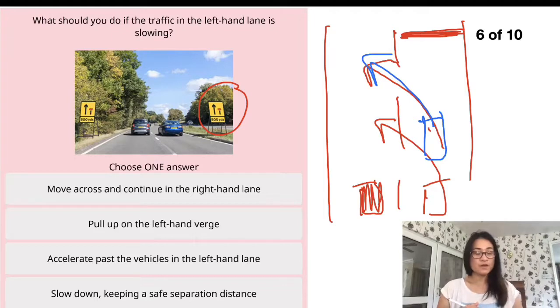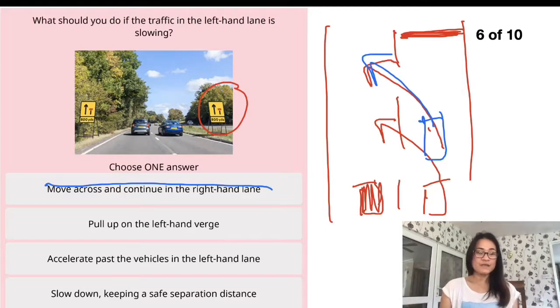So what should you do? The first one said move across and continue in the right-hand lane. You cannot do that because your right-hand lane is about to close. If you move to the right-hand lane, soon you have to move back to the left-hand lane.